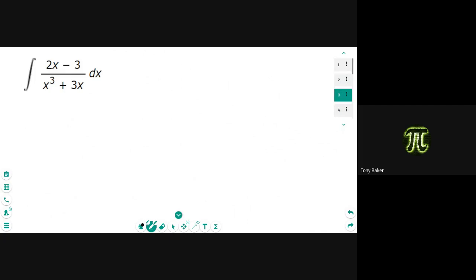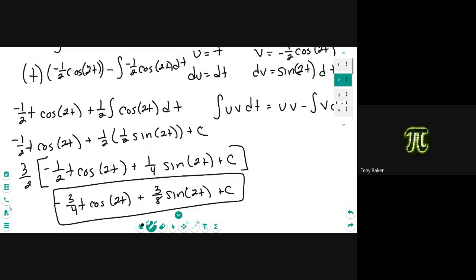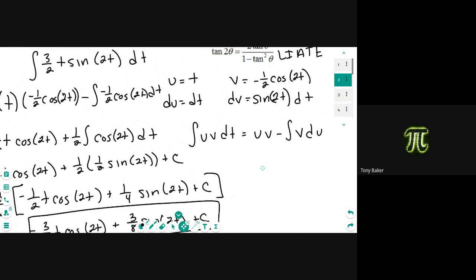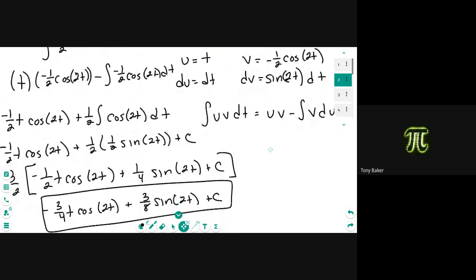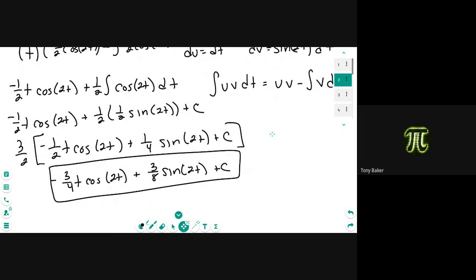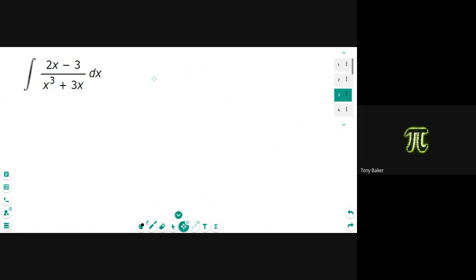I thought with the integration by parts, we didn't do anything with the dv. Oh no, you don't use the dv. It's uv minus the integral of v du.